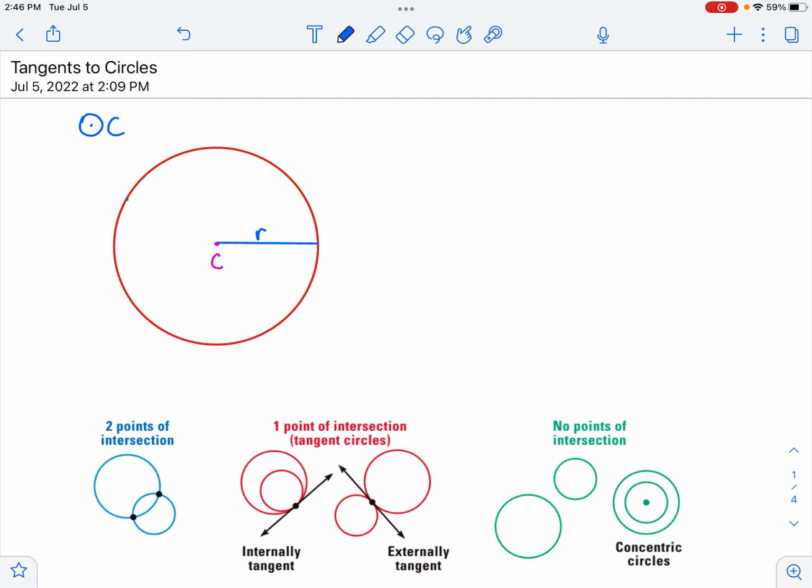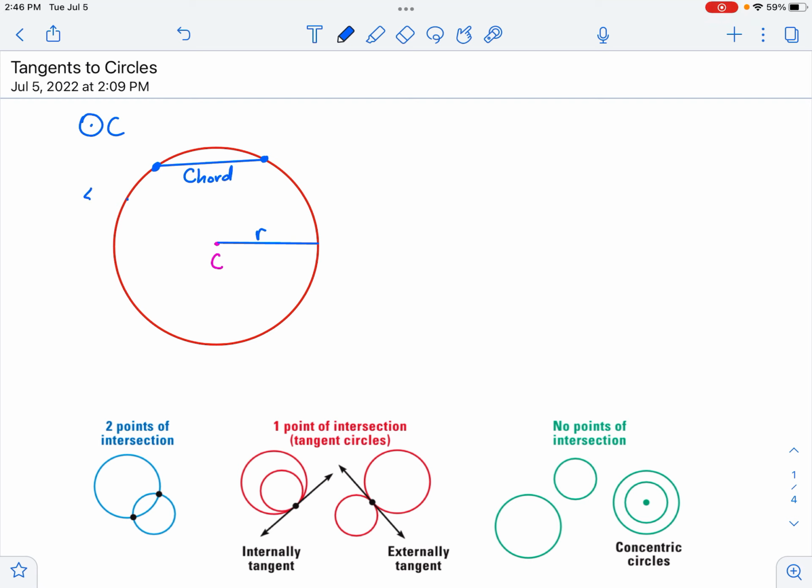Now, there's another type of segment, and it's called a chord. So let's suppose I've got a point here. I go over here to another point, and I've got a little segment there. This segment is called a chord. It's a segment that touches the circle in 2 points. Okay, it's inside the circle.